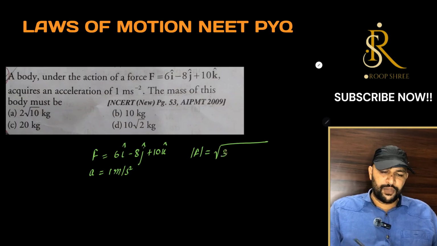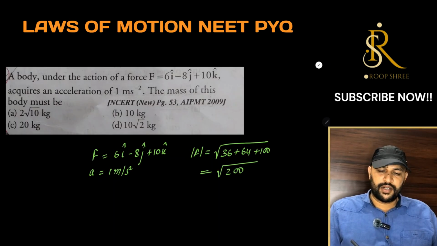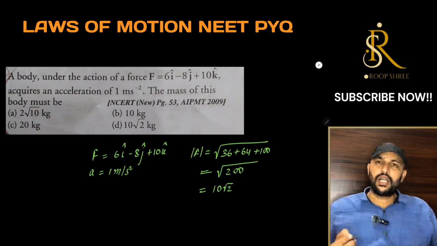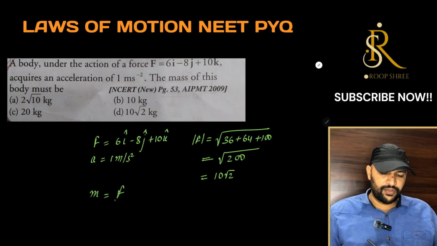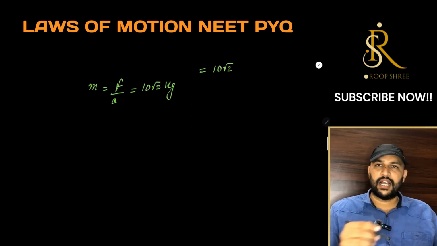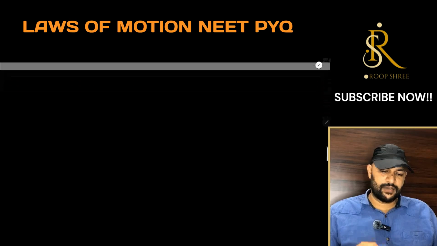So the magnitude of the force will be root under 36 plus 64 plus 100, right? And 36 plus 64 is 100. 100 plus 100, 200, right? And root of 200 is nothing but 10 root 2. And acceleration is a. So mass will be simply force upon acceleration by Newton's second law, which is 10 root 2 kg, which is option D. I hope this is clear. Let's see our next problem.